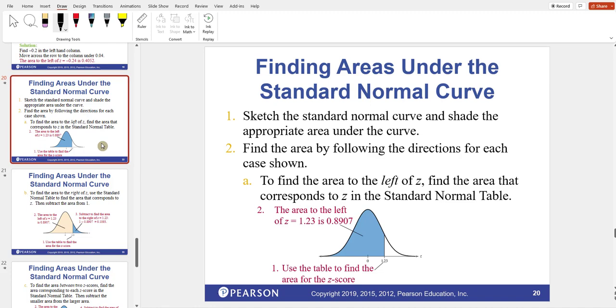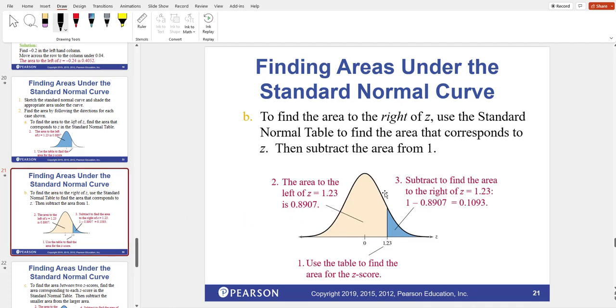The way you find areas underneath the standard normal curve is you always should sketch the curve and then shade the area that you're interested in. To find the area to the left of the z-score, you find the area that corresponds to z in the standard normal table, and that's what I just showed you. For example, in this one, we want to find the area to the left of z equal to 1.23. We use the table and we got the area to be 0.8907.